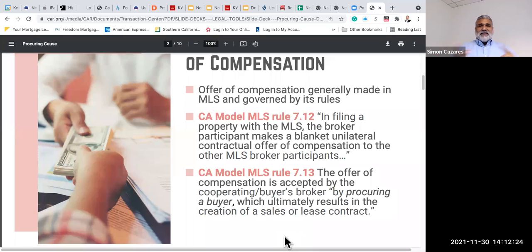And that's where we go back and forth until we ultimately have a clear, concise agreement, and that becomes a modified agreement in place. And that's when you start the escrow period. So the compensation starts with the MLS under Rule 7.2, 7.12 and 7.13.